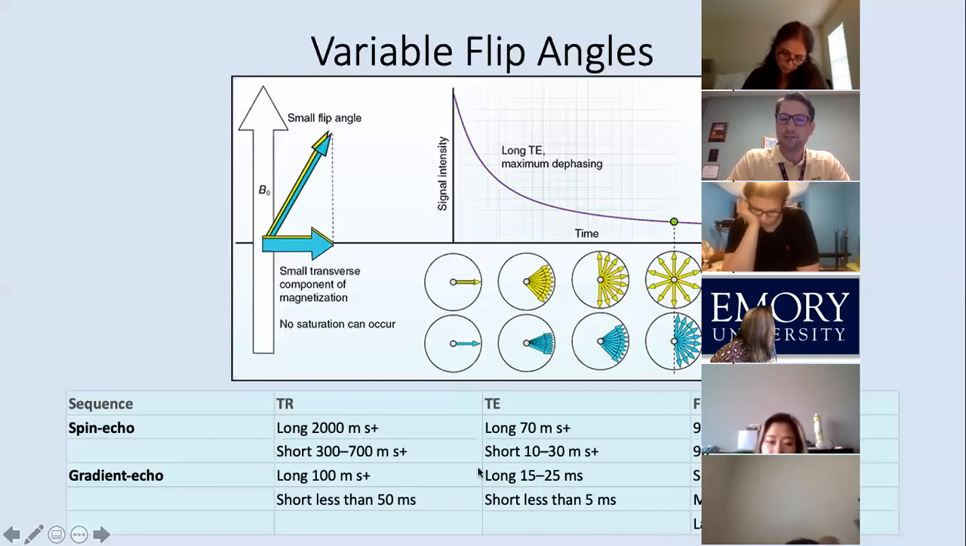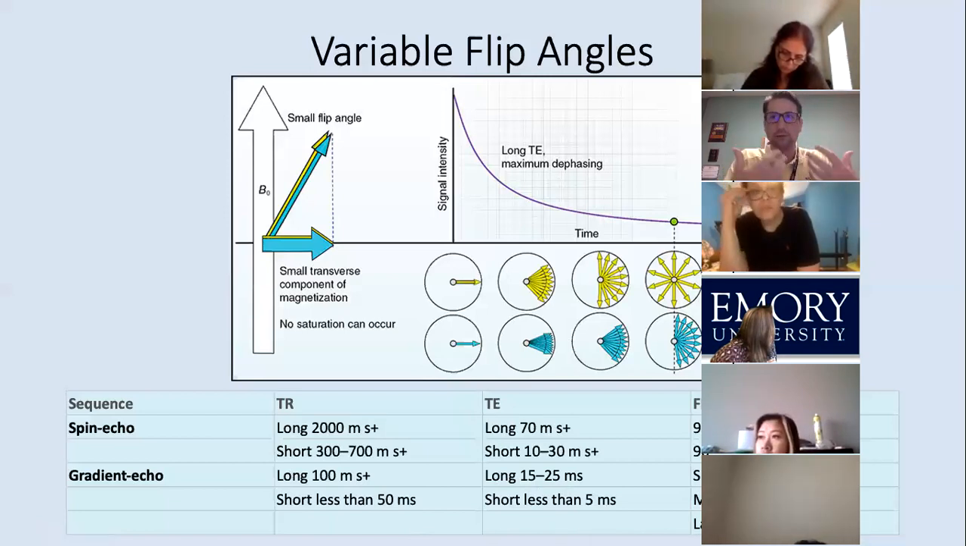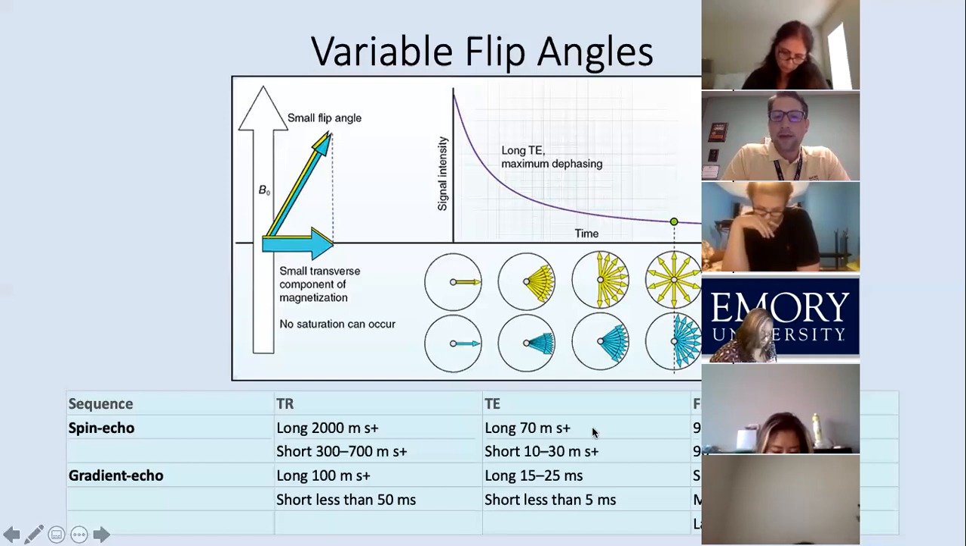The combination of these things is going to give you your desired image weighting, whether it's a T1 or a T2 star. We would have to manipulate these to get that desired image weighting.